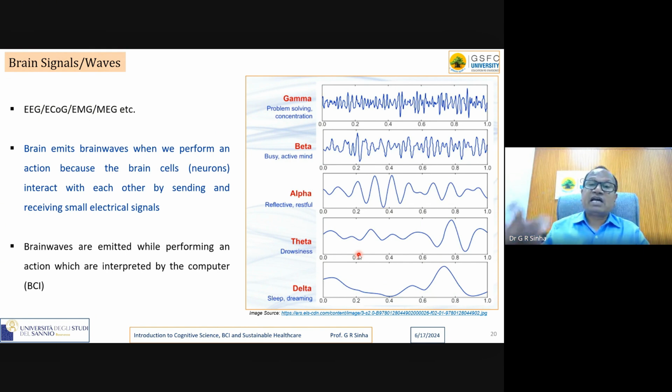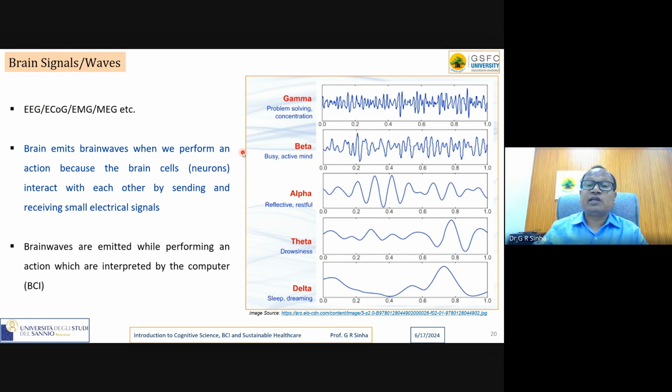Or when I come there, I'll bring some kind of Python manual, so that can help you. Otherwise, if you are good in Python, if you are good in MATLAB, this is nothing. This is nothing but a signal. You have to read the signal inside your computer and extract the features. That's all. Alpha, you see here, when you are in a restful, reflective state. Beta, when you are busy, your mind is active, beta is generated. When you are problem solving, or trying to pay attention, gamma.